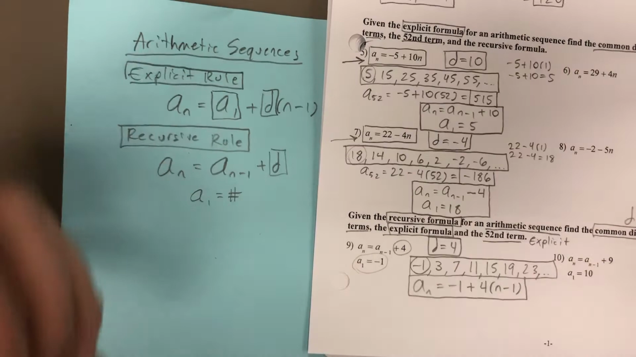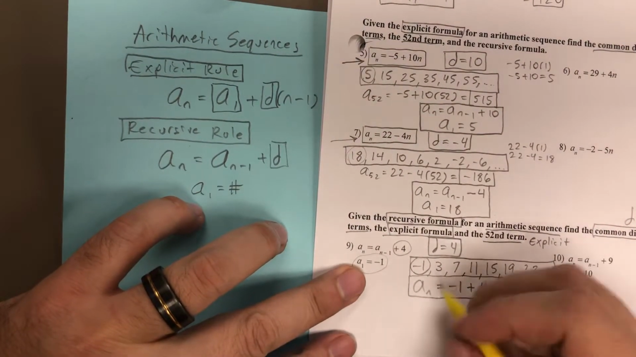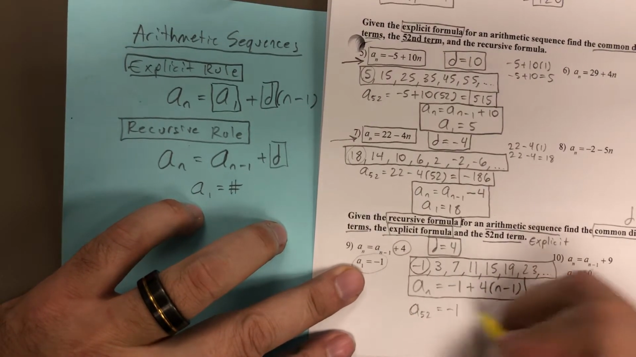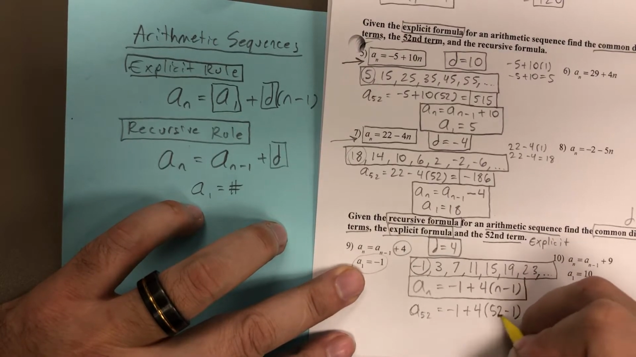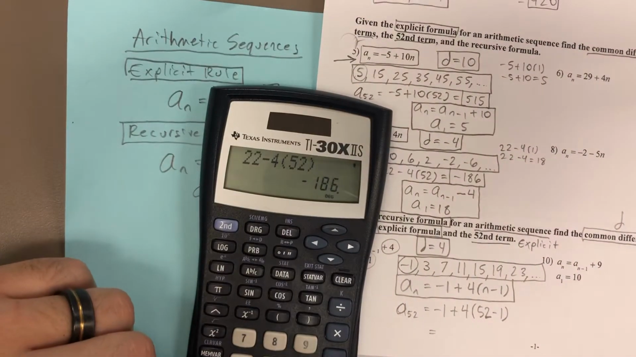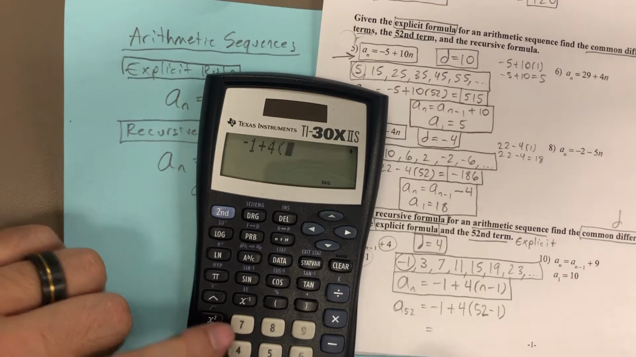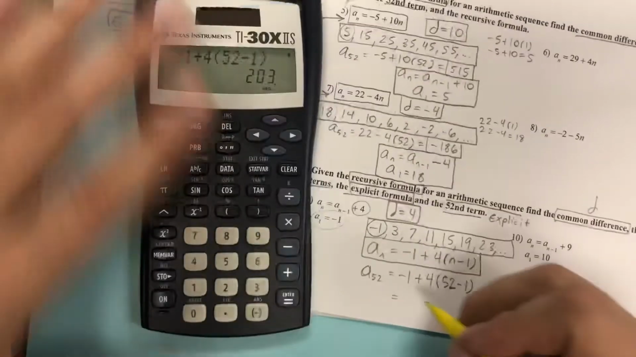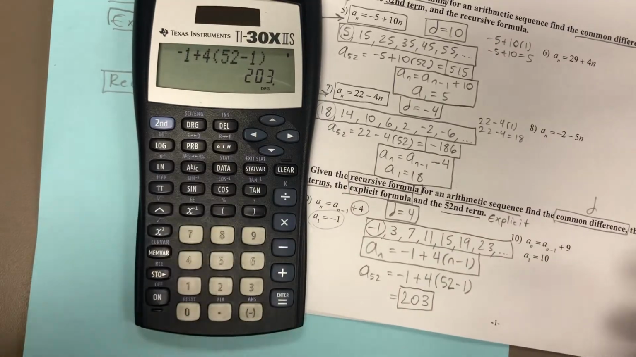And now I can find whatever term I want. I'm looking for the 52nd term, so I'm going to plug in 52 for n. So a sub 52, the 52nd term, equals -1 plus 4 times 52 minus 1. Then I let my calculator do the rest. So let's see here, -1 plus 4 times parentheses 52 minus 1. 203. Okay, so there's my answer, 203. That is the 52nd term.